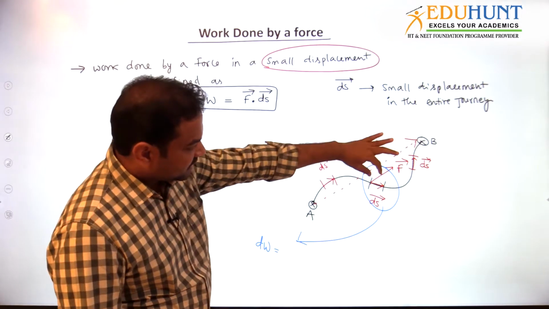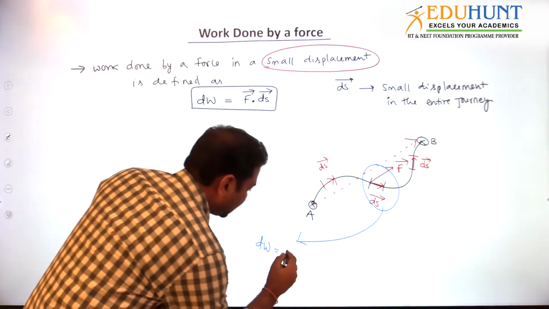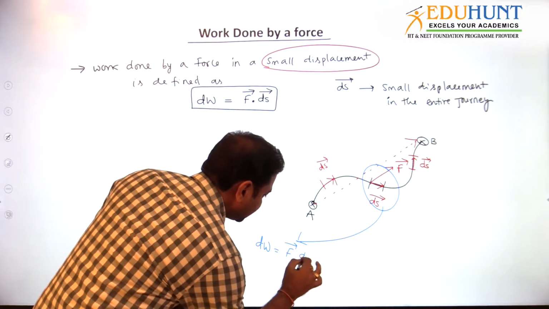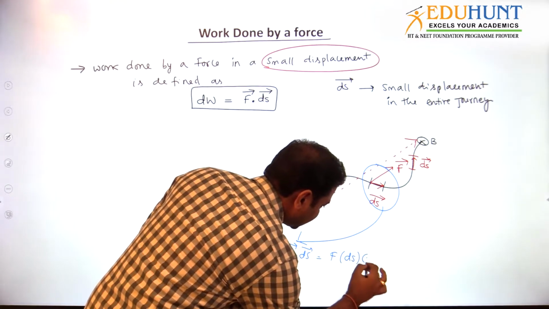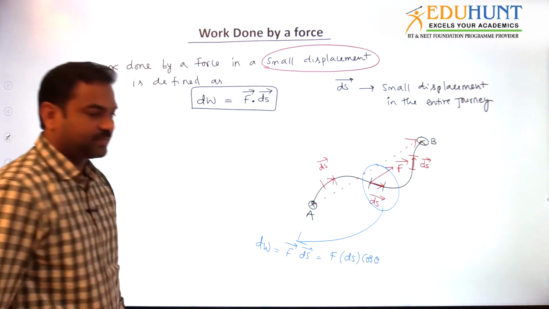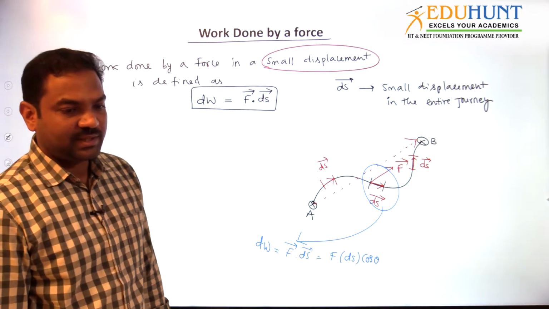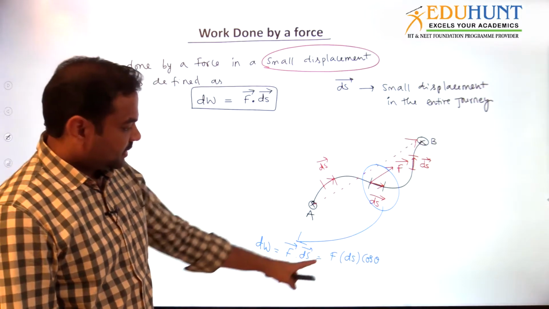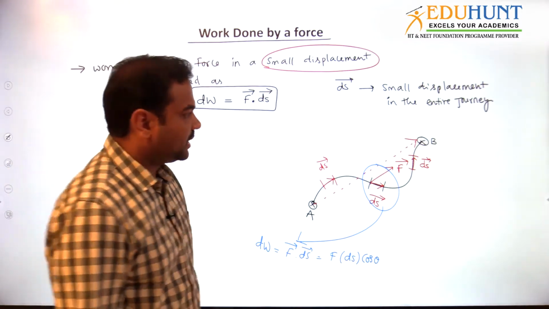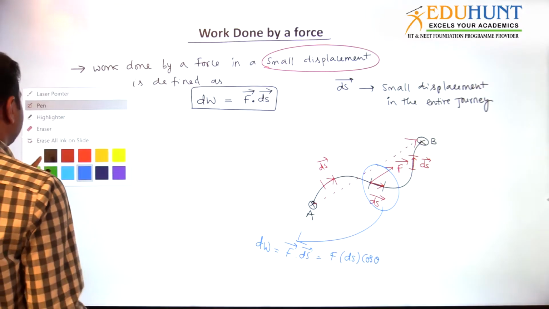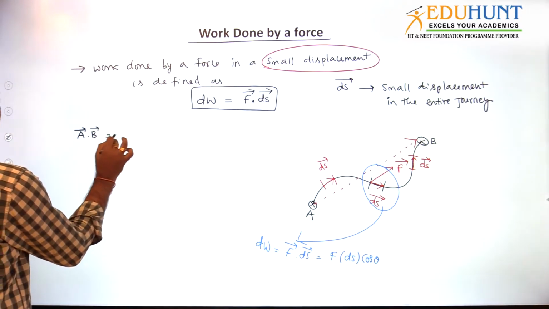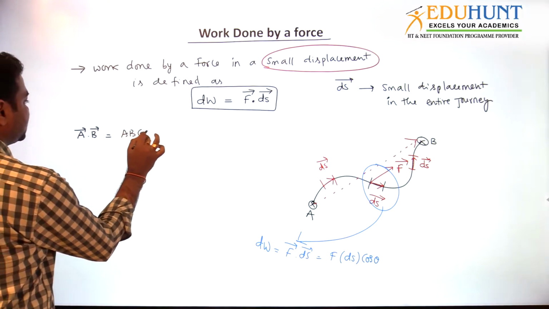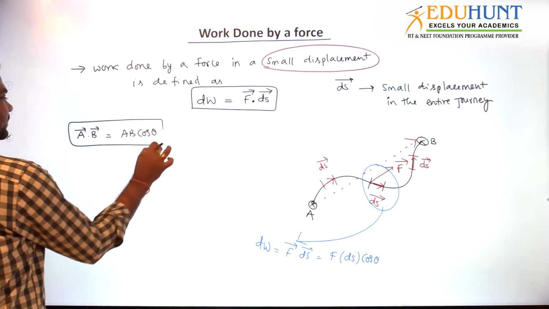That is the meaning of small work done. So in this small part, the work done I can write as F bar dot ds bar, that we can write as F into ds into cos theta. Why am I writing F ds cos theta? I think all of you know, it depends on the dot product. A bar dot B bar can be written as AB cos theta. Do you remember the dot product in vectors?